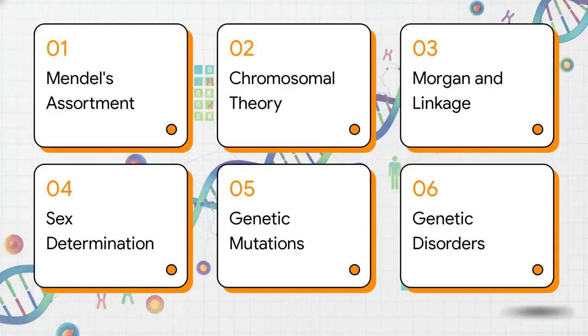Okay, let's dive into this. Here is our roadmap for today. 1. Mendel's assortment and legacy. 2. Chromosomal theory of inheritance. 3. Morgan and genetic linkage. 4. Mechanisms of sex determination. 5. Mutations in the genetic code. And finally, 6. Mendelian and chromosomal disorders.